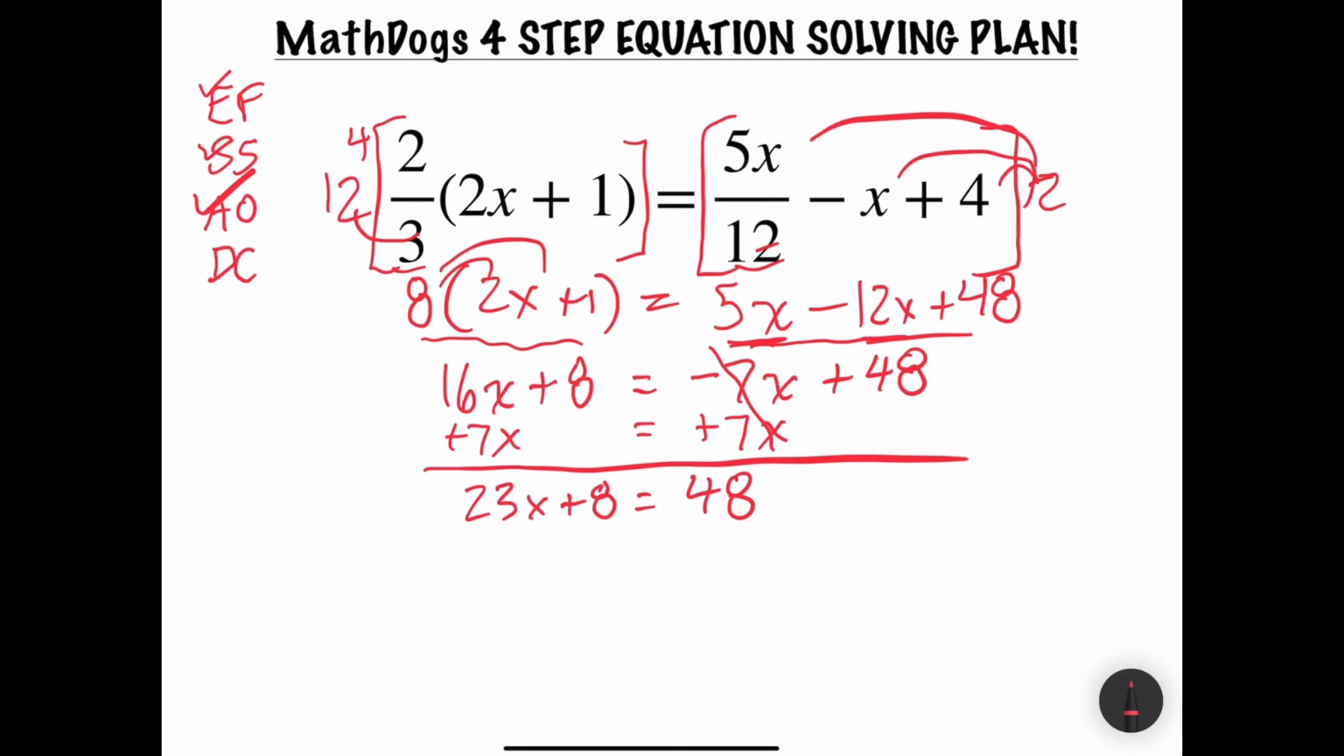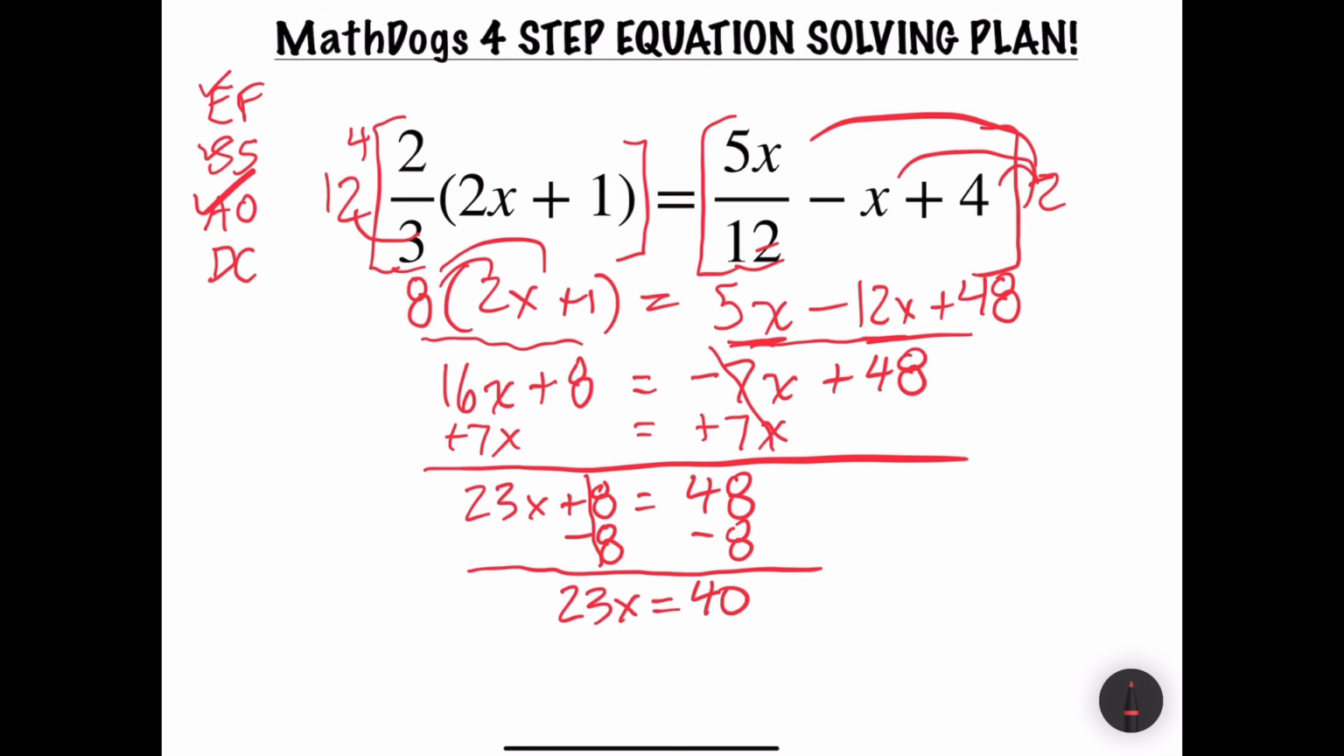I still have to add opposites by adding the opposite of 8 on both sides in order to get 23x all by itself on the left side. Positive 8 minus 8 is 0. 0 plus 23x is 23x. And 48 minus 8 is 40.